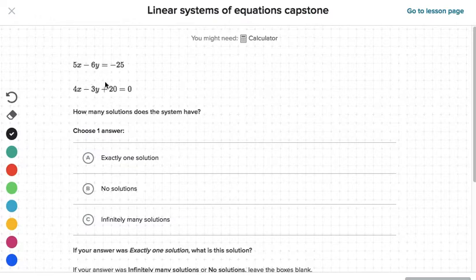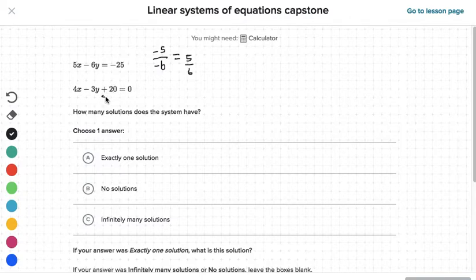Again, looking at the same thing here. How many solutions does the system have? We're going to recall again that we've got our table that we have in our notes at this point. So we want to find out the slope and the y-intercept for each of these. So the slope is going to be negative 5 over negative 6. That's the inverse of the x term over the y term, which of course is just 5 over 6.